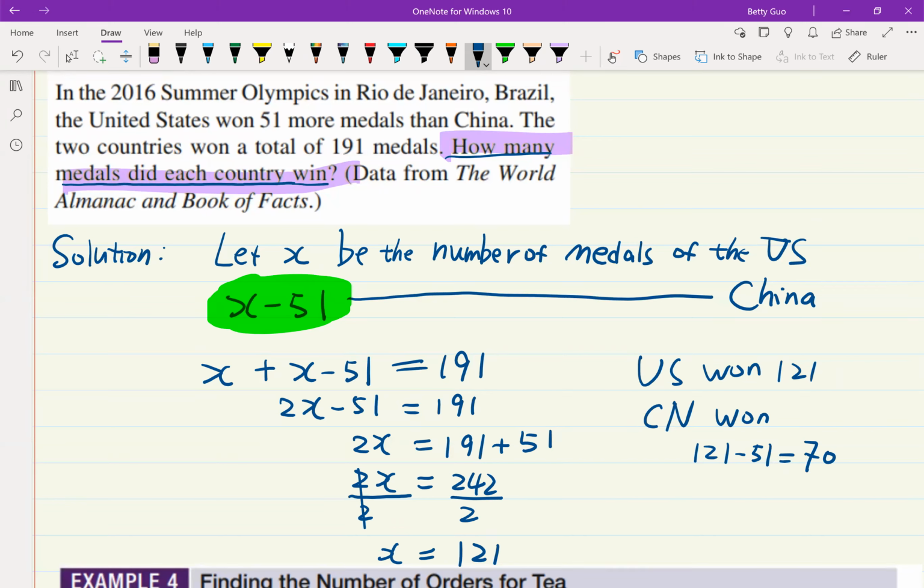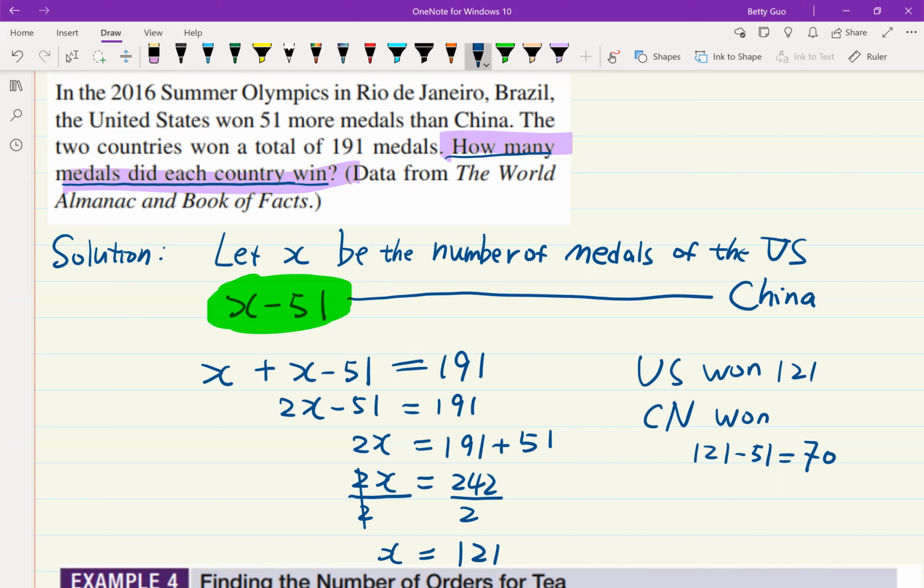And in total, they won 191 medals. Let's see, 121 plus 70 is 191, right? 121 plus 70 is 191. So the second condition is satisfied as well. Yeah. So that means your answer is correct.